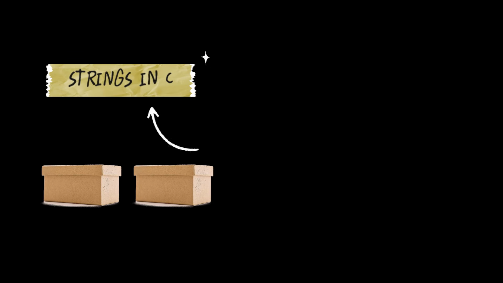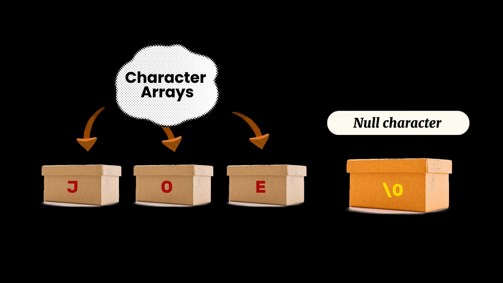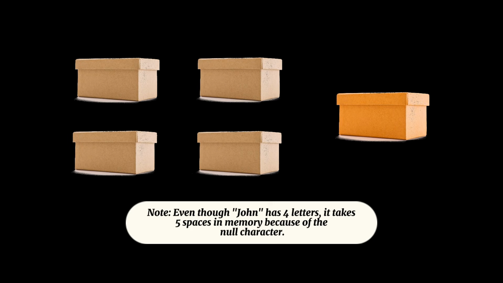Strings in C. In C, strings are nothing but arrays of characters ending with a special null character. That means the computer knows the end of the string when it sees it. Here, the characters J, O, H, N, and the null character are stored in memory. C doesn't have a built-in string data type.